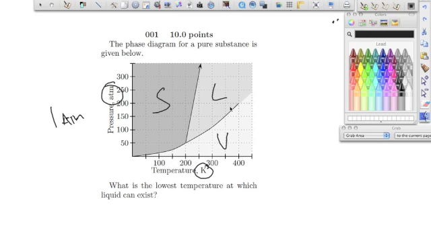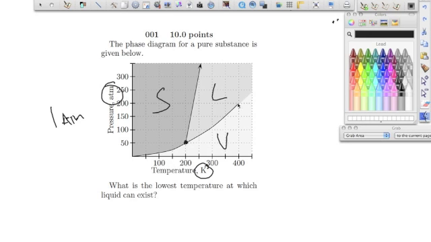Other points about the graph: way down here, this point right there is called the triple point. The triple point is where solid, liquid, and gas all exist in equilibrium. They all exist together at that pressure and that temperature. Looking at this graph, the triple point would be 50 atmospheres and 200 Kelvin.